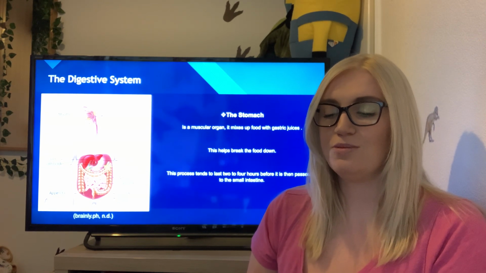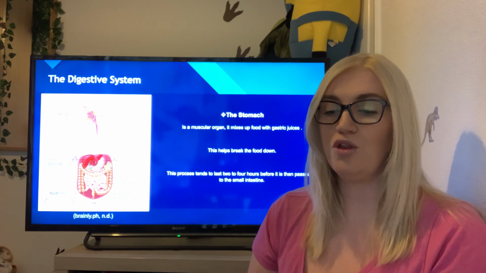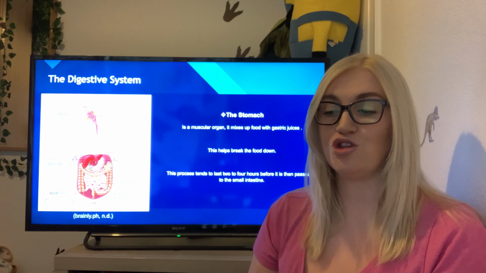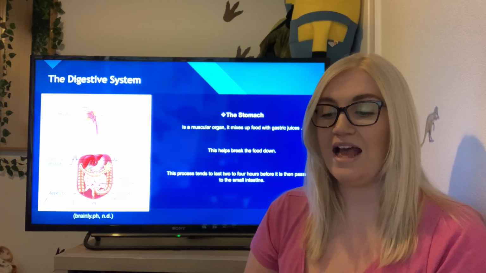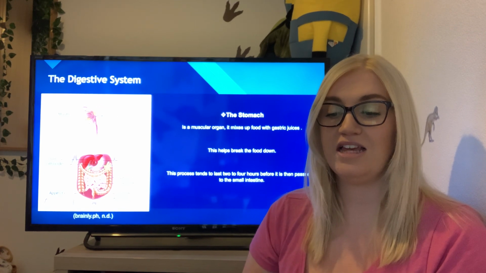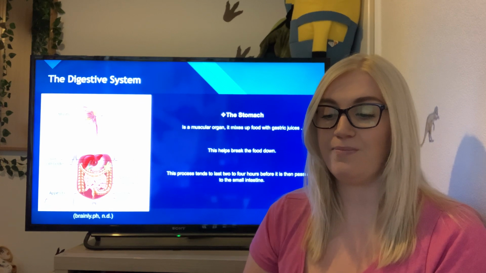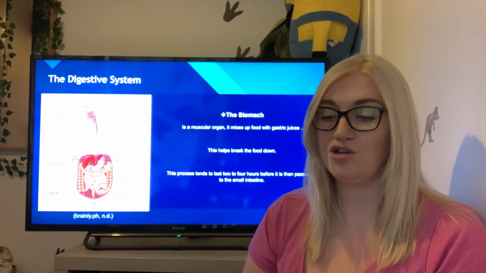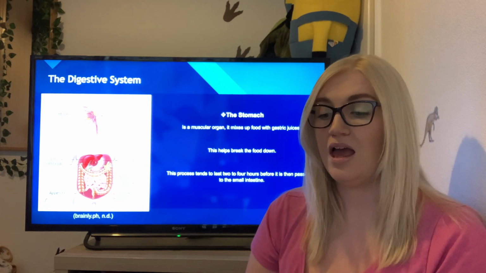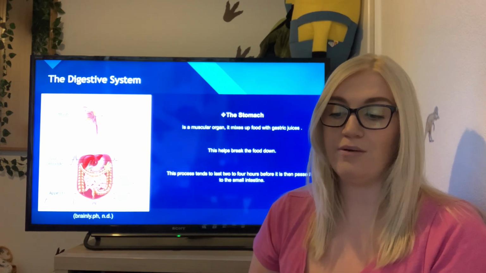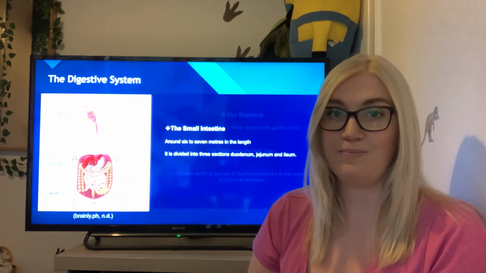The stomach is a muscular organ. It churns up all the food with gastric juices, which are produced by the stomach glands. It contains water, hydrochloric acid, minerals, salts, enzymes and an astringent factor which is key to absorption of vitamin B. All this helps break down our food. The bolus of the food turns into a more liquid state at this time, named chyme. This process lasts for around 2 to 4 hours before it's then passed to the small intestine.